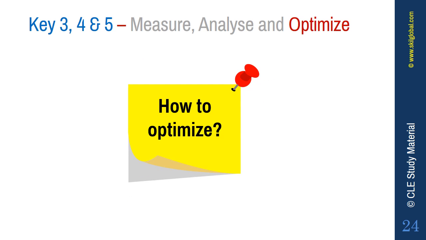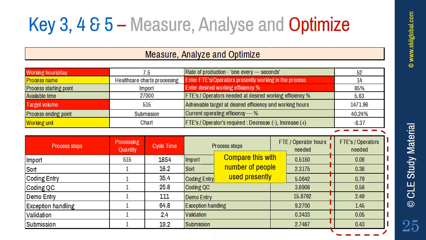Now the question is how to optimize. Look at how many people are required at each step, and compare them with how many people are used at present. This will help you identify steps that present the scope to improve.